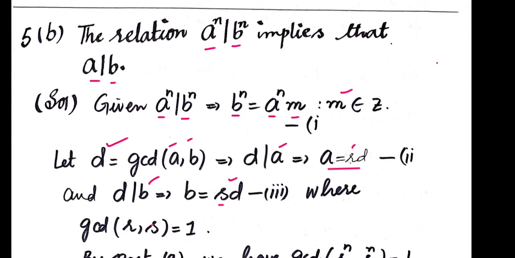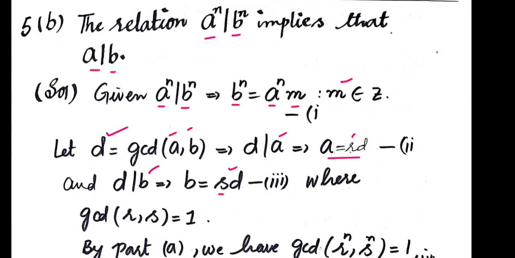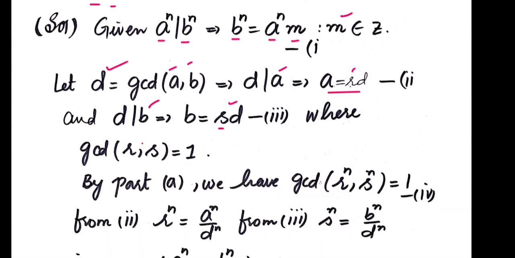And further, we suppose that R and S have no common factor between them, meaning their GCD is equal to 1. By part A of question number 5, which says that if two numbers are relatively prime, meaning their GCD is 1, then their powers of the same power also have GCD equal to 1. As here R and S have a GCD of 1, so R raised to power n and S raised to power n also have GCD equal to 1.